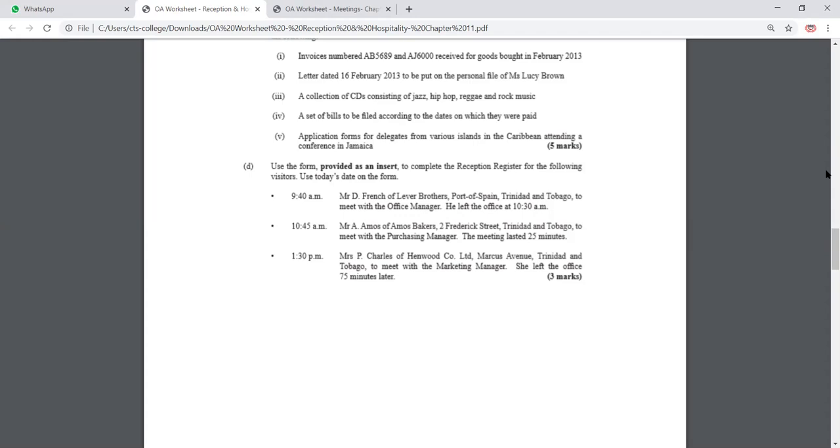Where is that company located? Maracas Avenue, Trinidad and Tobago. It's Maracas, right? Yes, that is correct. So it's Maracas Avenue, Trinidad and Tobago. That's the address. What's the arrival time for that? 1:30 p.m. is the person's arrival time. Who is the person referred to? Marketing manager. Good. Marketing manager.